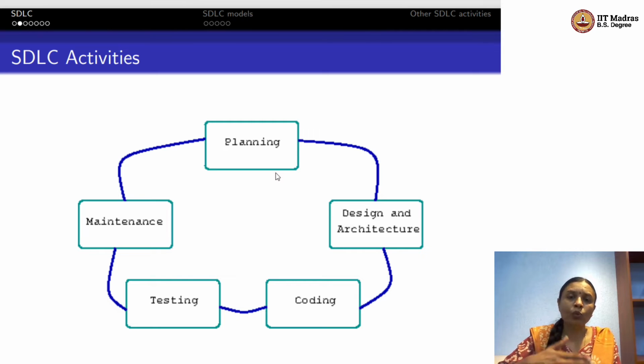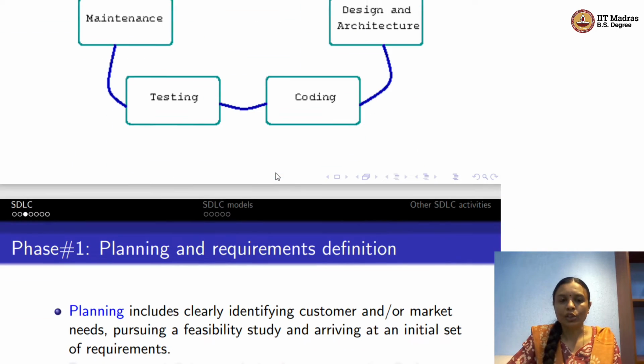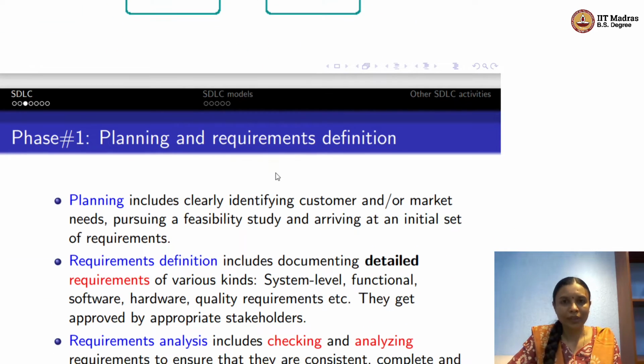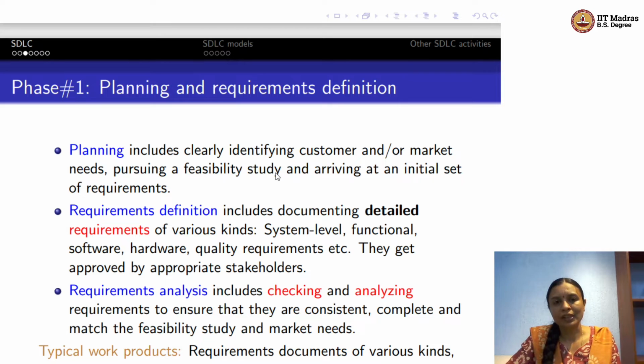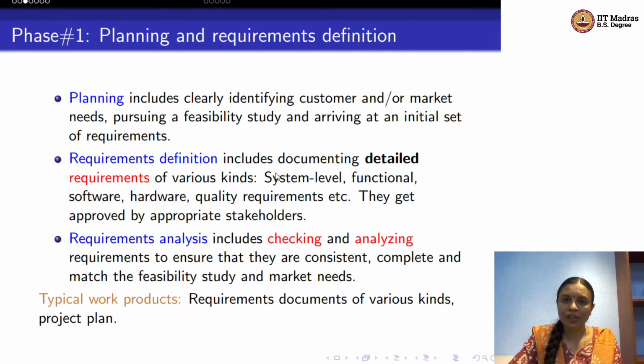So how do I know which one follows the other? How do I fix the order? Which would be the right kind of activity to do when? Those are the kinds of things that the various models teach you. We'll first understand little by little what each phase does. Typically, the first phase in the software development lifecycle is always the planning and the requirements definition phase. As I just told you, planning includes clearly identifying what the requirements from the customer are.